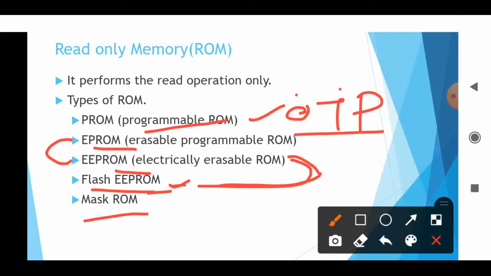It cannot select the data and erase it. It will erase the full content. Mask ROM is one in which the contents are programmed by the IC manufacturer, and it is not user programmable.